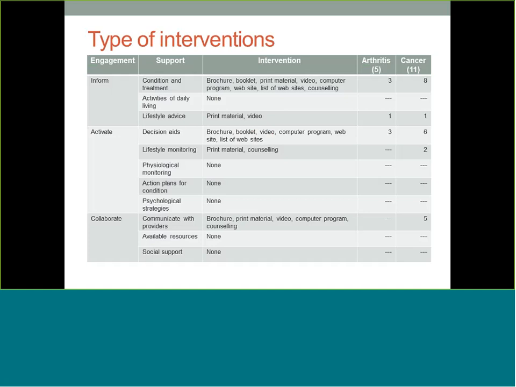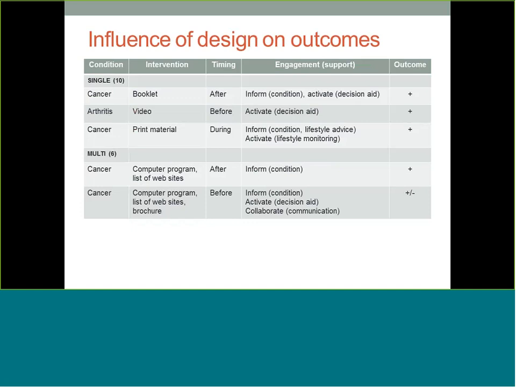The other thing that is notable about this particular slide is that there are a lot of gaps. So there were a lot of types of engagement, types of support, and types of interventions that were not featured in the studies that we looked at in this systematic review. In this slide, I'm showing you just an excerpt, just a small portion of what you will see in the manuscript in Table 2. You really have to refer to the manuscript to see the entirety of it. That doesn't fit well on a slide.